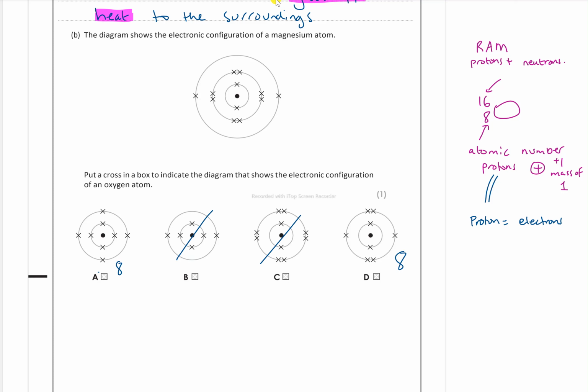This has also got 8. But now the question is, is it this one or is it this one? And remember, we said you're only allowed 2 on the first shell. 1, 2. But this has got 1, 2, 3, 4. So it can't be that one. So the correct one is D. So did you see the thinking on that? Yeah, you're only allowed 2 electrons on the first shell.